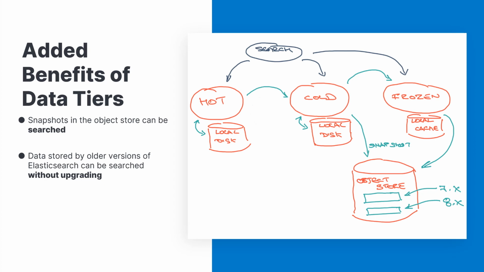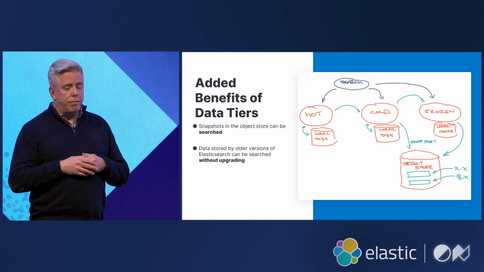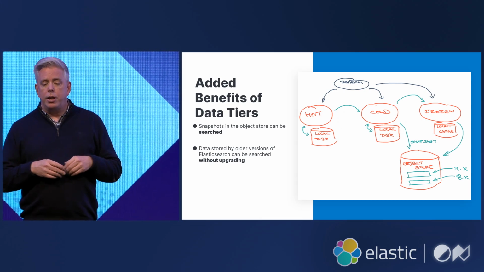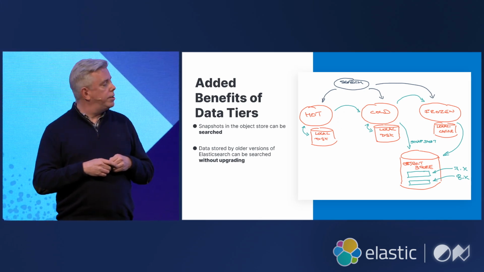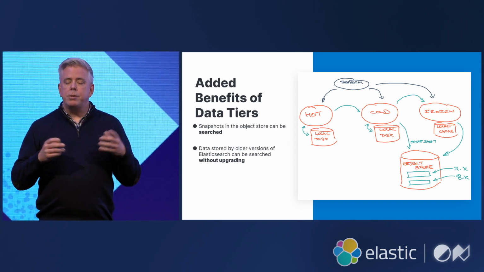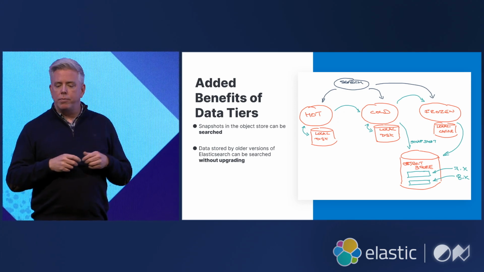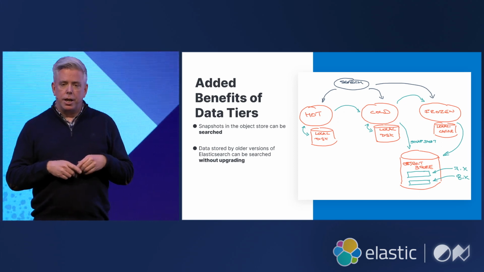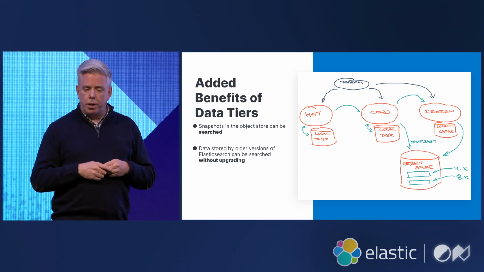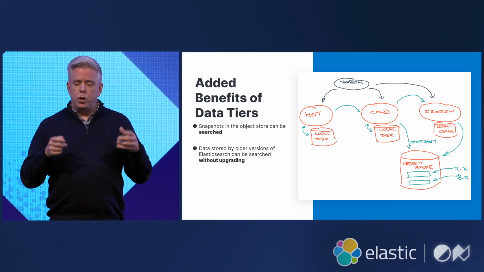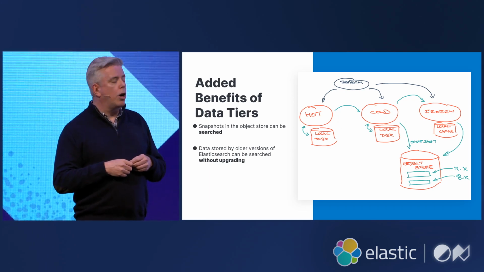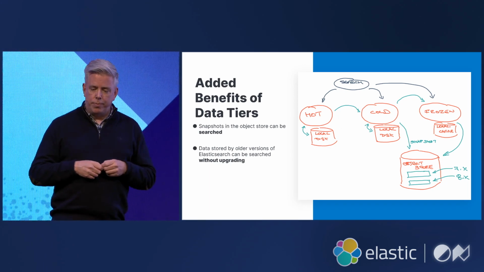Now, these snapshots can also be from prior versions of Elasticsearch. So data could be created in a 7.x line of Elasticsearch, and 8.0 can still search that actual data. So that means you don't have to do any kind of schema upgrades to the data. And again, this simplifies your data management lifecycle. So this is a huge advantage and allows for more aggressive archival of data with snapshots.